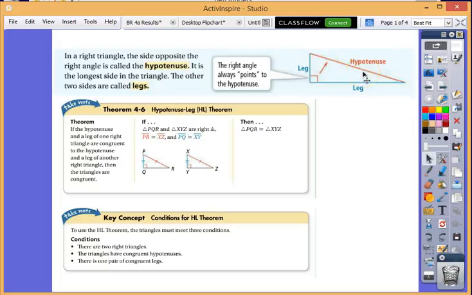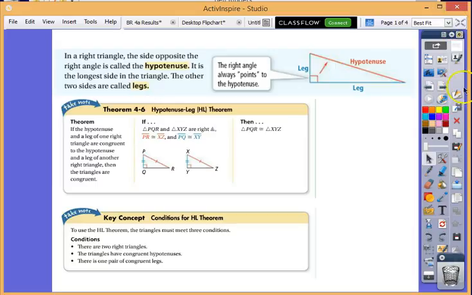And so we're going to pick up the hypotenuse leg theorem. The hypotenuse leg theorem says if you know the hypotenuses of two right triangles are equal and you know either one of their legs are equal, then the two triangles will be congruent. That's all it says.